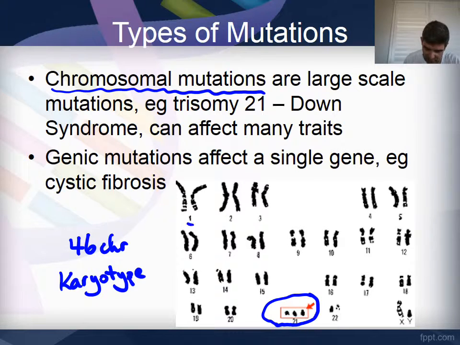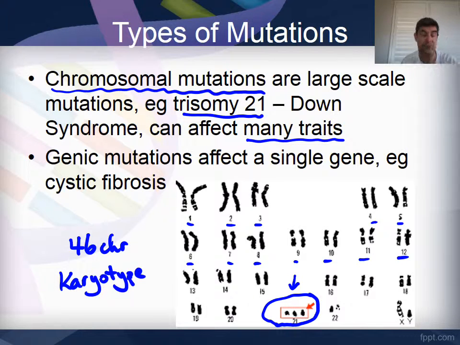So you can see all of the rest of these are pairs, the way we would normally expect them to be. However, this particular chromosome, there are 3 copies. This is called trisomy 21 and is the cause, or has been linked to, Down syndrome. Because this is a change on an entire chromosome, it can affect many different traits.